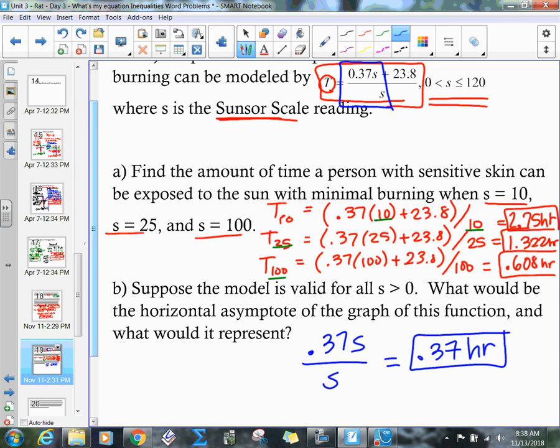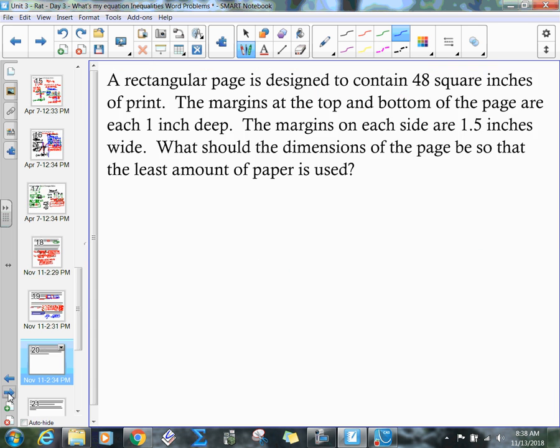What does it represent? Well, remember, horizontal asymptotes are only good with extreme values of x. And so in this case, if my x values are really large, so if my sun sensor scale goes to really, really big numbers, like 120, you can only be outside for about a third of an hour. So for about 20 minutes. So on a very extremely bright day with high sensor scale readings, you can only be outside for 20 minutes without sun damage. Moving on.